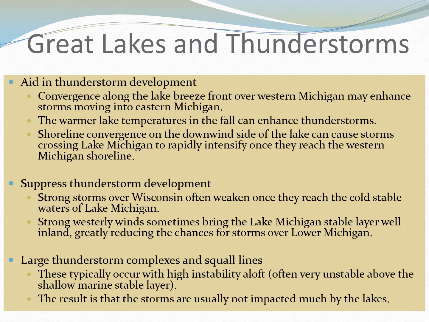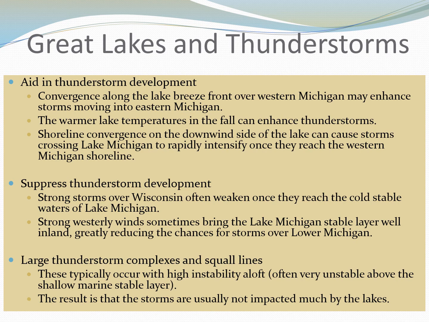From this slide, it should be obvious that forecasting thunderstorms in the Great Lakes region is actually very complex. There are a lot of influences created by the lakes that can both weaken storms and actually enhance them. First off, looking at cases in which the Great Lakes enhance thunderstorm development. One, convergence along the lake breeze front over western Michigan may enhance storms moving into eastern Michigan.